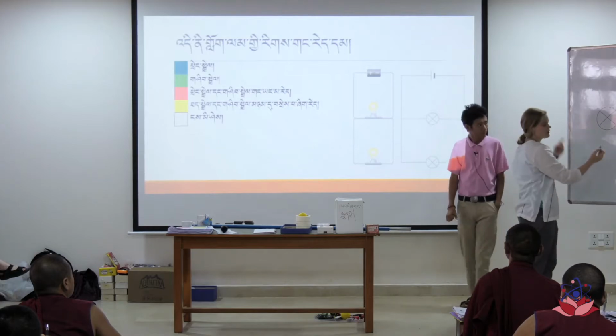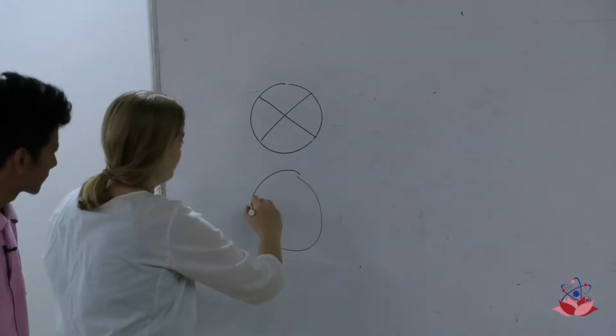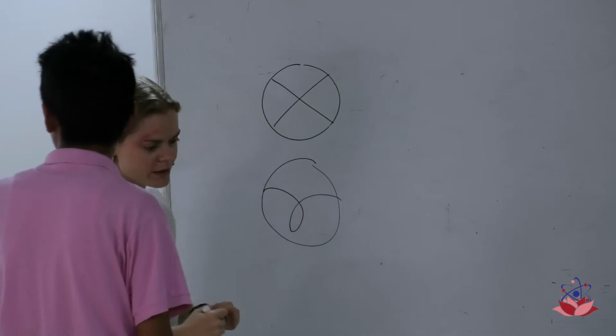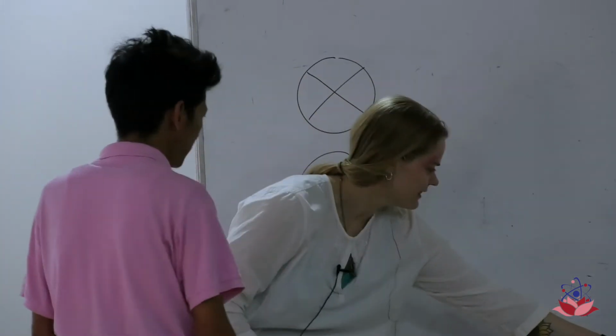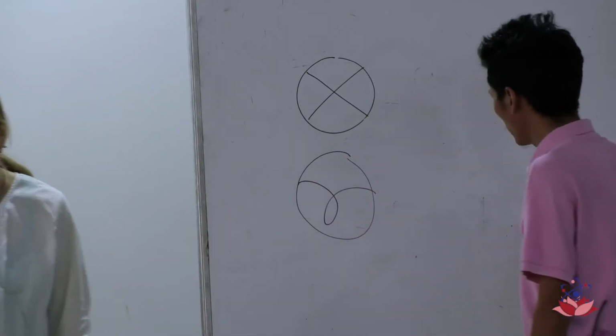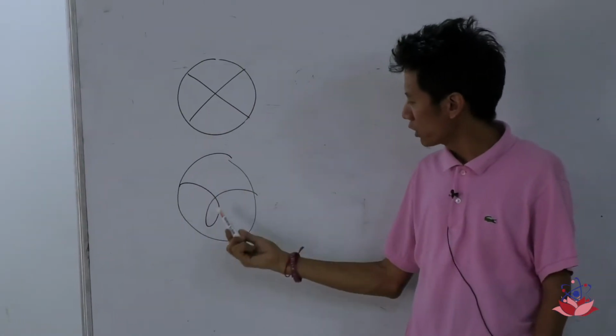So this is just yet another symbol that you'll see sometimes for a light bulb because people don't like to draw a curly.